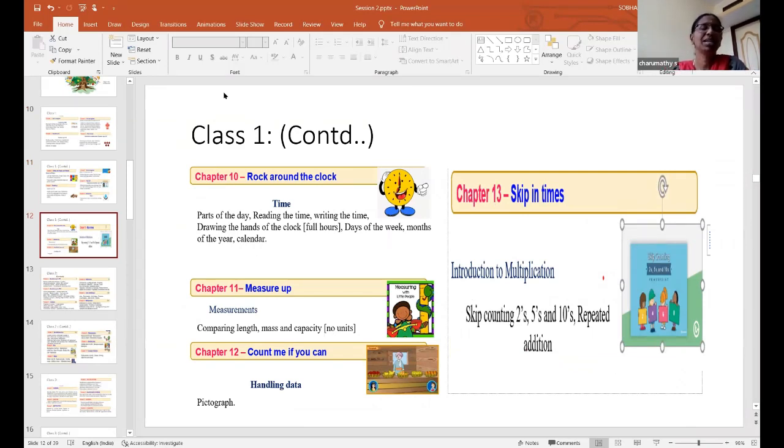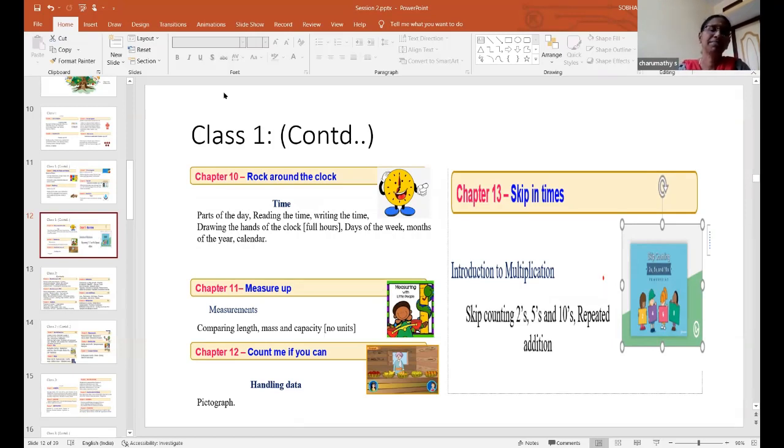Though we can argue that nowadays clocks are replaced by digital clocks, watches are replaced by digital watches, yes, of course. But certain things are mandatory for a child to read and write.